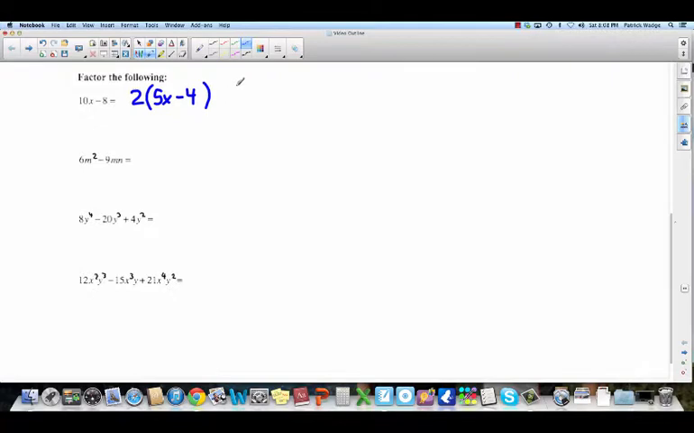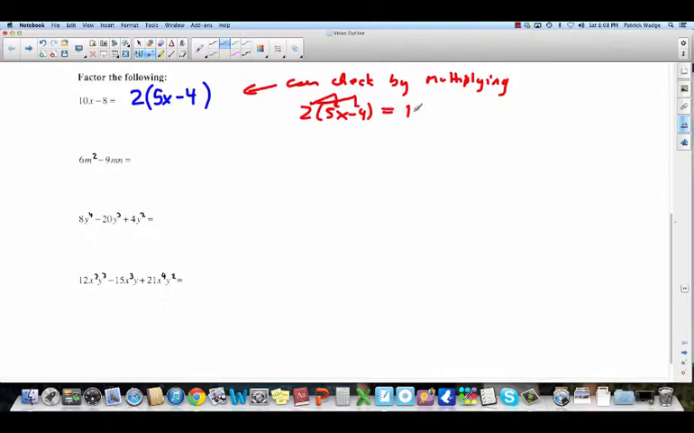If you're not sure whether you have that right, you can check by multiplying. Just go back the way we did previous days. So we could take that answer we got, 2 times 5x minus 4. We could expand it, do my mountains. What would you get? 2 times 5x is 10x. 2 times negative 4 is negative 8. 10x minus 8. 10x minus 8. Yep, I have it correct.